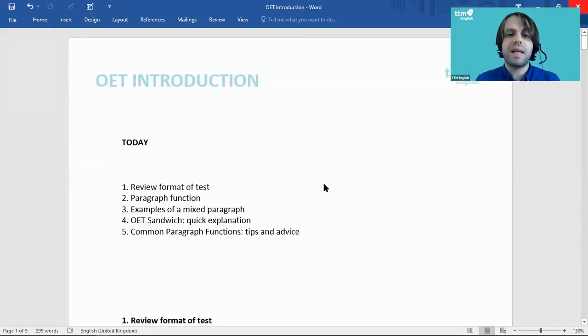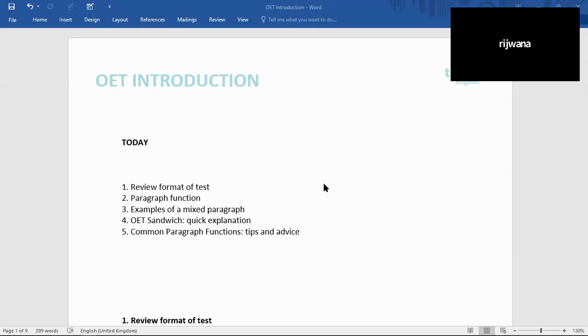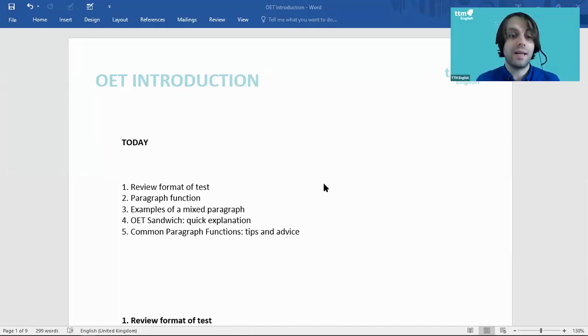All right, so this is the plan for today. Maybe if we can just get someone to walk us through it. Maybe Rijwana, could you just talk us through what we're trying to do today? So we're gonna talk about the paragraph functioning, how it works. Maybe I can see from your writing, then we're gonna quickly go over the OET sandwich and then examples of mixed paragraphs. So maybe the request paragraphs and body story paragraphs. Yeah, exactly. That's the idea.